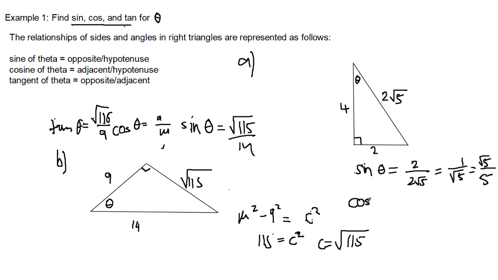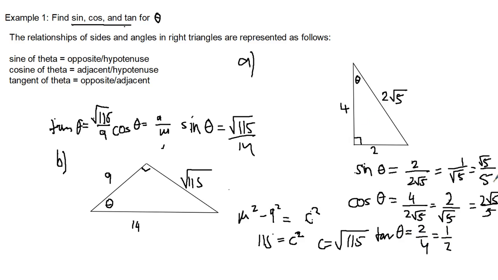Cosine of theta is 4 over 2 square root of 5, which is 2 over square root of 5, which if you guys want to rationalize, it's like this. And tan theta is actually pretty simple. It's just opposite over adjacent, so 2 over 4, which is 1/2. This is a pretty nice one, see? They don't always have to be ugly.